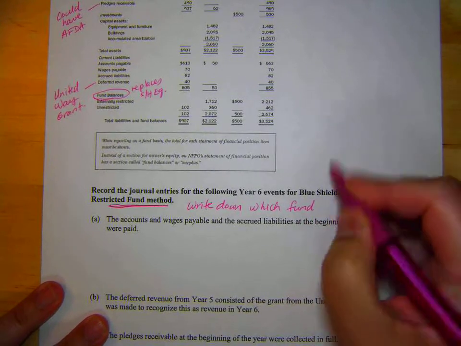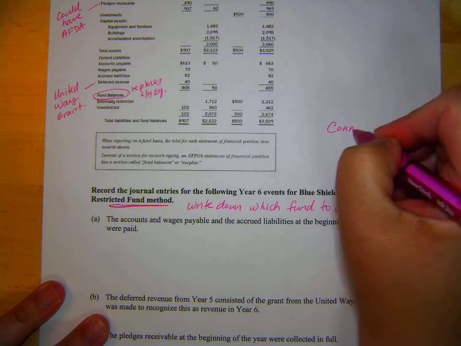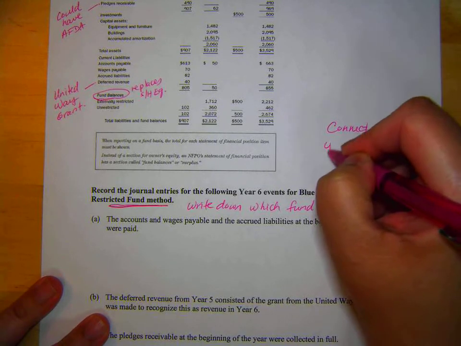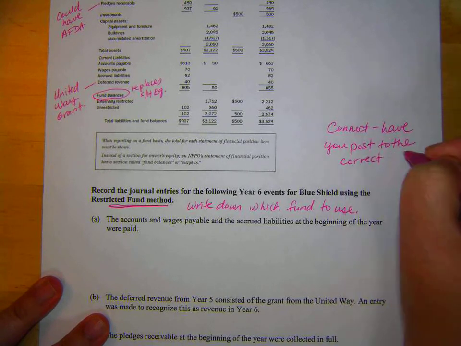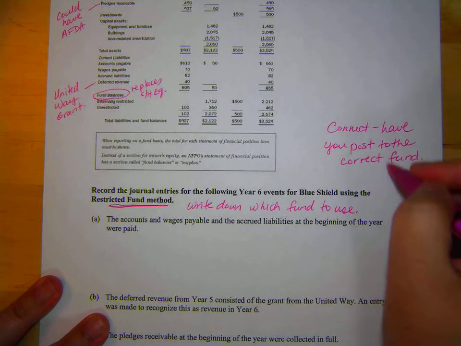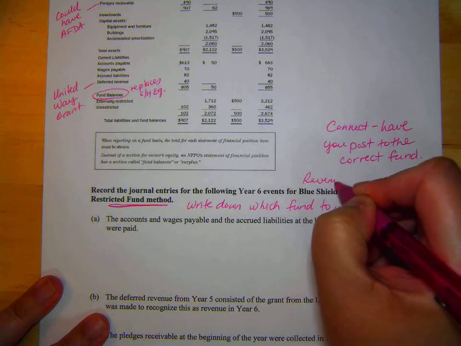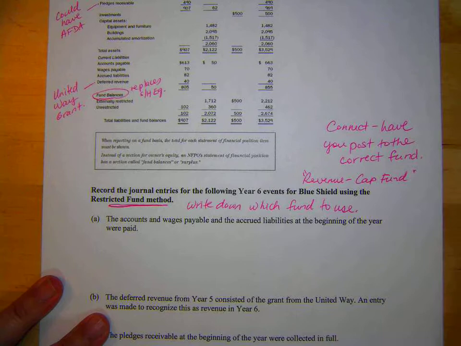However, on Connect, they just have you post to the correct fund. You don't actually have to choose it. The other thing you can do is put, say, revenue capital fund as an account name, and that would show it was going into the capital fund. So it's up to you. I'm just going to highlight it to remind you because you're new at this part.